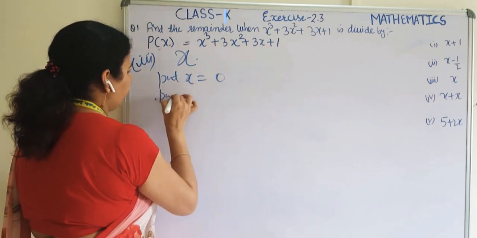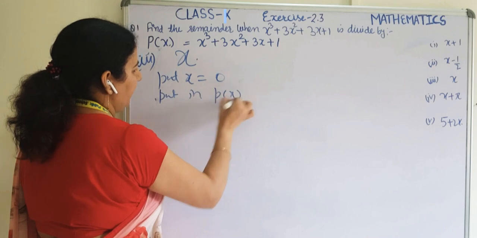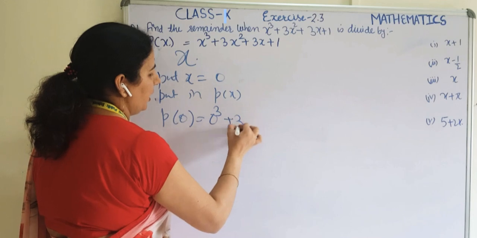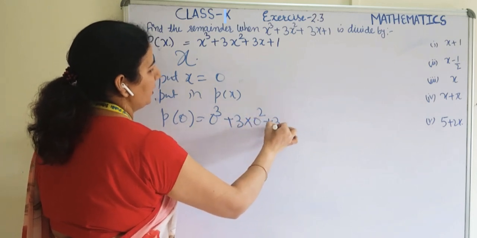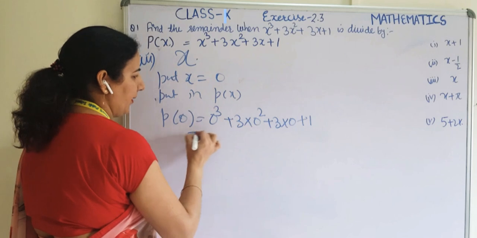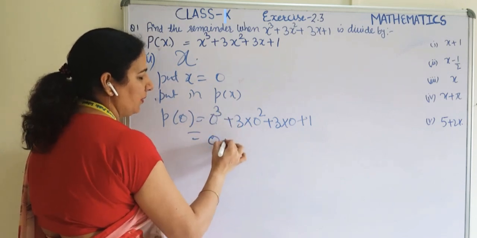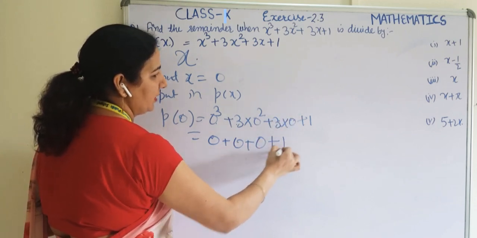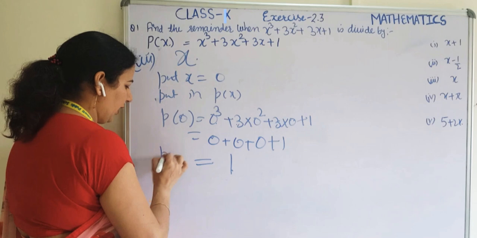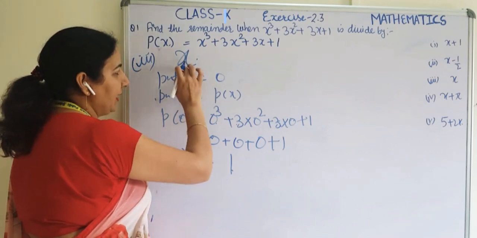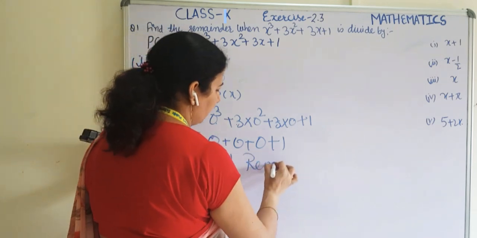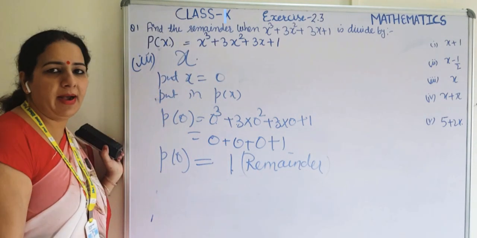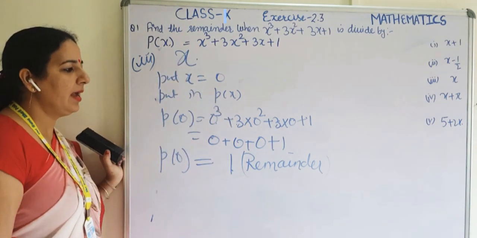Put it in p(x), then p(x) will be p(0). 0 cube plus 3 into 0 square plus 3 into 0 plus 1. 0 cube is 0. 0 square is 0. 0 into 3 is 0. 3 into 0 is 0, plus 1, and the answer will be 1. So when you divide it by x, the remainder is 1. This is the remainder, the last answer, when you divide the given polynomial by x.